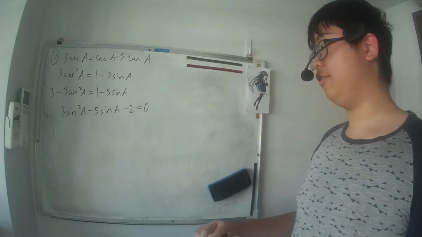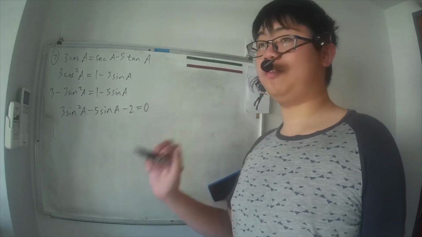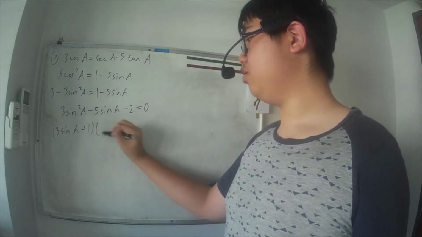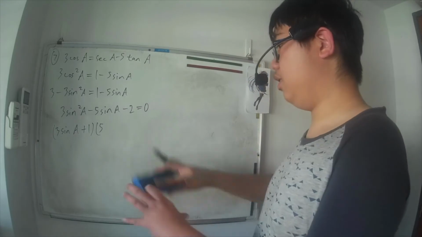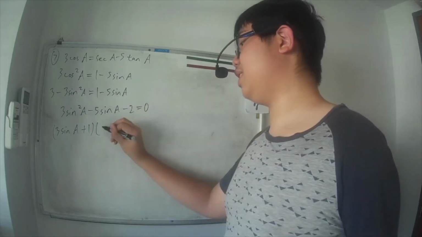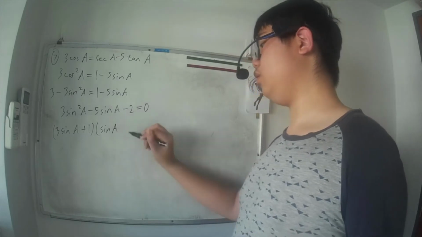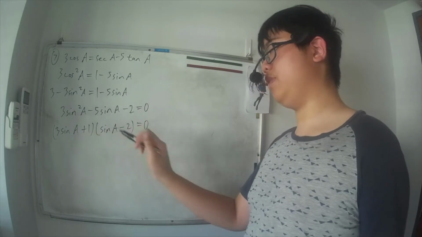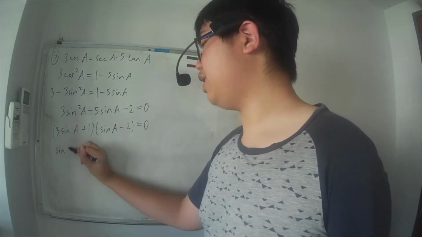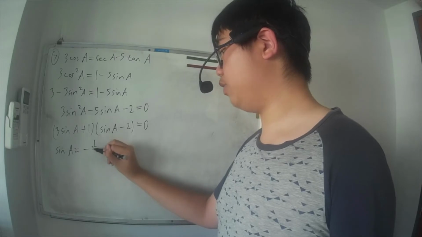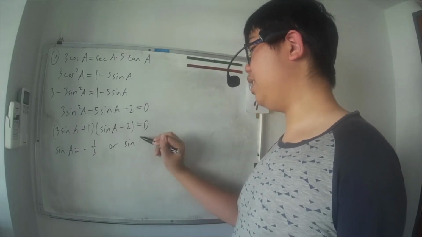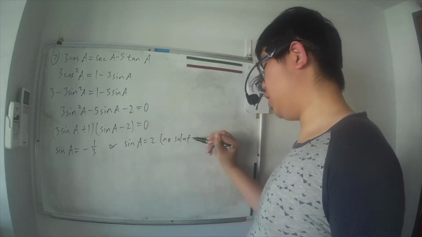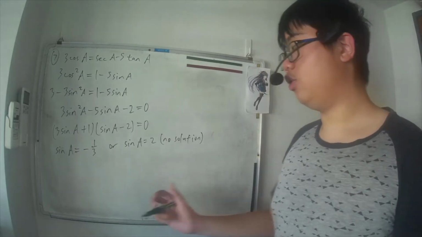This is another thing we need to factorize. So your minus 2 goes with your 3. So 3 sine A plus 1, sine A minus 2 is equal to 0. Just double check that that's correct. Yeah. So from here, sine A equals minus 1 over 3, or sine A equals 2, which has no solution or is rejected.